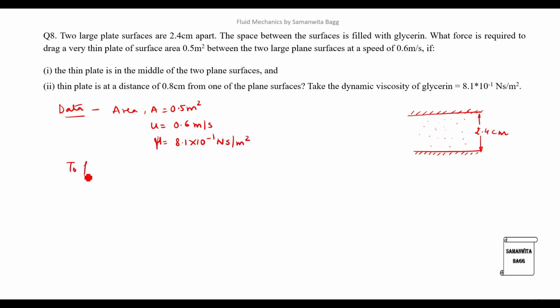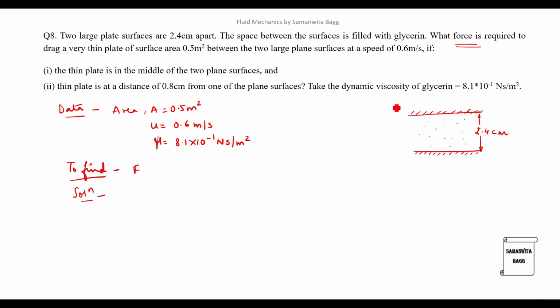Now if you see here, you need to find the force that is required. So I need to calculate the value of F in two cases. In the first case, the plate is in the middle of the two plane surfaces, and in the second one, it is at a distance of 0.8 from any one of the two plane surfaces. So basically, I need to calculate the drag force F.